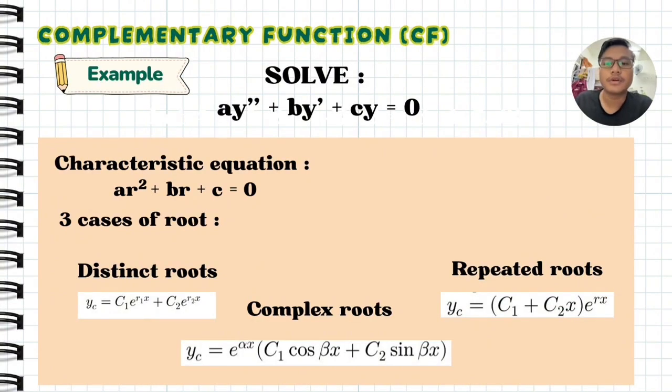Now I want to talk about the complementary function. The complementary function is obtained by solving the homogeneous equation. We first form the characteristic equation and solve for the roots. There are 3 possible cases, which are distinct roots, repeated roots, and complex roots. Each case gives a different form of complementary function.